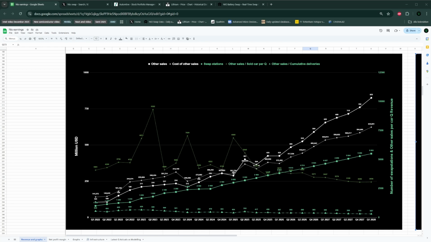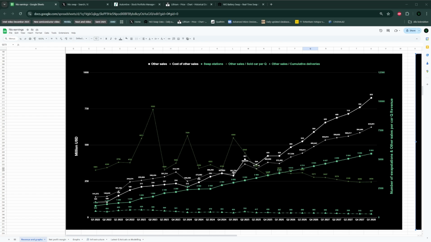And you can see here that the white lines show NIO's other sales, things like battery swap fees and energy and services. And the dotted white line is the cost of providing those services. Then you have the green lines that show the swap station network itself, which grows over time. The first thing to notice is the relationship between revenue and cost. Early on, they're almost together. That's because utilization is low and depreciation per swap is very high. Each swap is effectively paying for a large piece of infrastructure that hasn't been fully used yet.